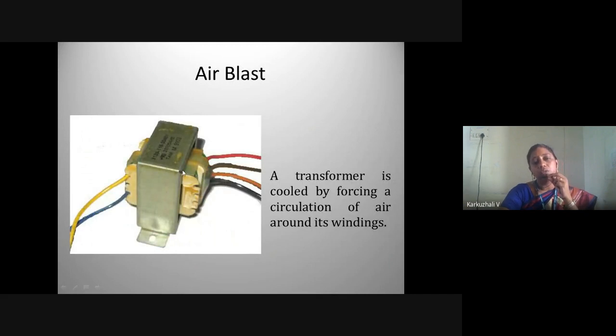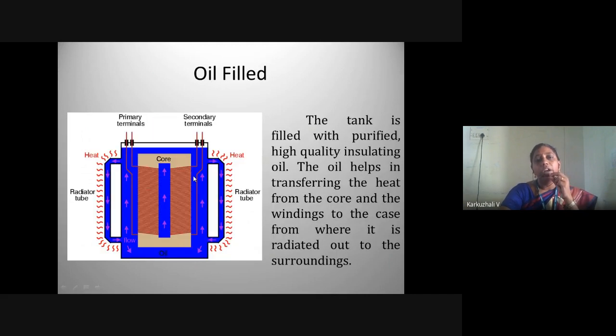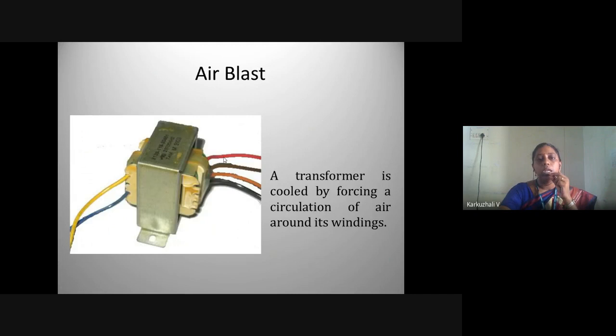So this is the air blast type. This is mainly used for smaller transformers. The oil-filled cooling type is used for high voltage transformers, because high voltage transformers will have more heat, whereas the air blast type cooling is for smaller transformers, where normal air is circulated.